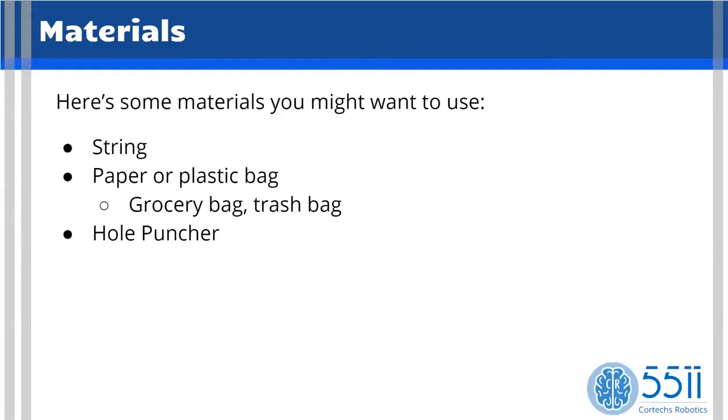So let's start with some materials that you could use to build your parachute. You're going to want a lot of string, either a large piece of paper or a plastic bag. This plastic bag can be either a grocery bag or a trash bag. And then you're also going to want a hole puncher or a pair of scissors.